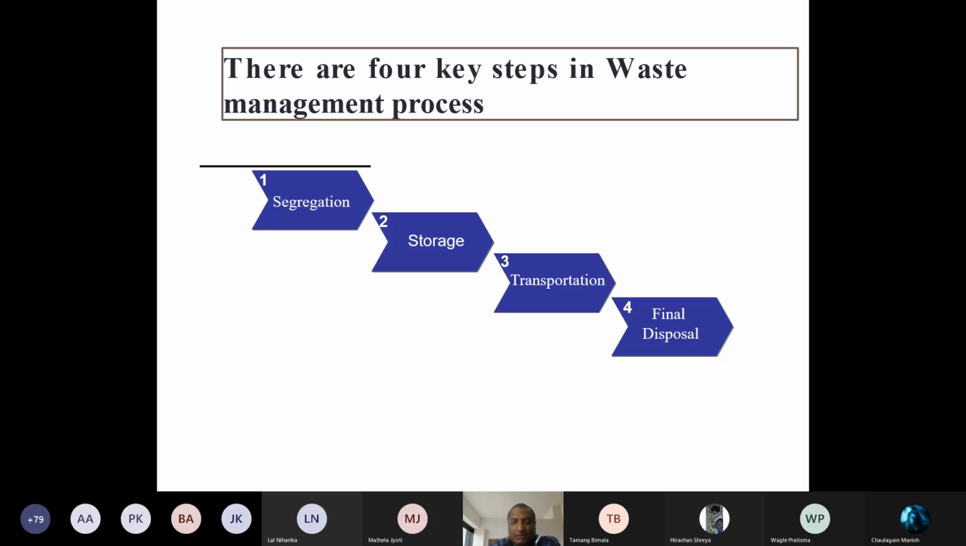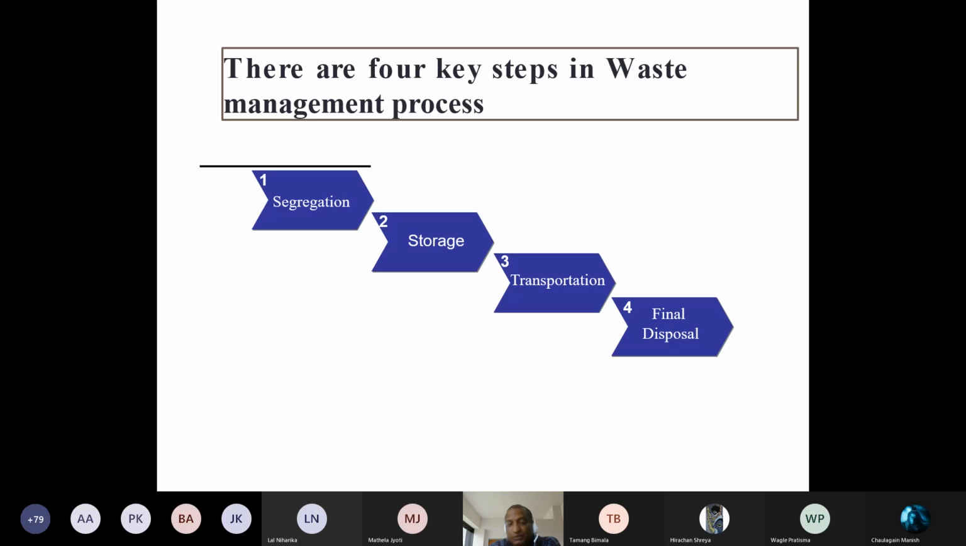Number one is segregation. Once you collect the waste from the wards, the OPDs, or the emergency, you have to categorize it there only, as organic or inorganic, degradable or non-degradable. So within the wards or units, separation should be done. After separating, generally there are two things: biodegradable and non-biodegradable. Now these are taken to the department storage room.